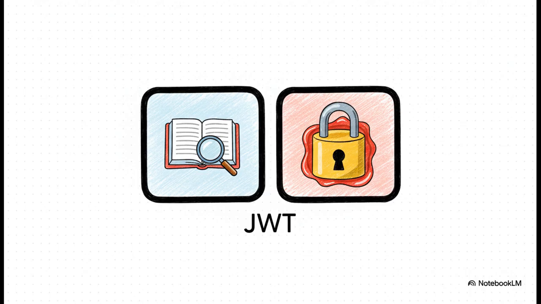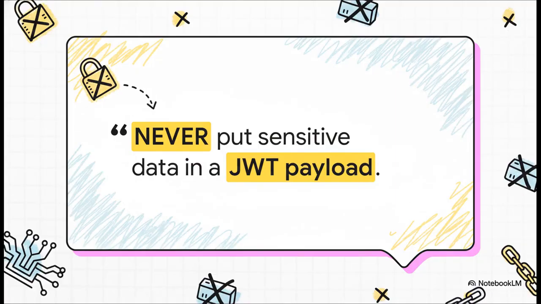The real security comes from the signature. It's cryptographically signed, which makes the token tamper-proof. It proves the data hasn't been messed with, but it does not make the data private. Which brings us to the absolute golden rule of JWTs. Never, and I mean never, put sensitive data in a JWT payload. No passwords, no credit card numbers, nothing you wouldn't be comfortable shouting from a rooftop.